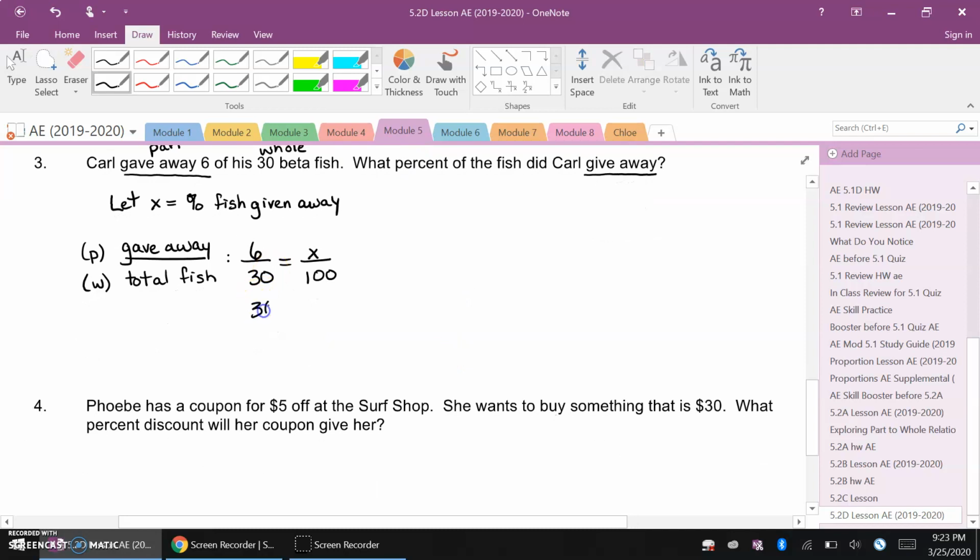If we cross multiply, we'll have 30 times x and then 6 times 100. So our 30x will equal 600. And again, we still want to get x all by itself, so we're going to practice that one-step equation solving. We're going to divide by 30, and that is going to give us 20. So that means that Carl gave away 20% of his fish.